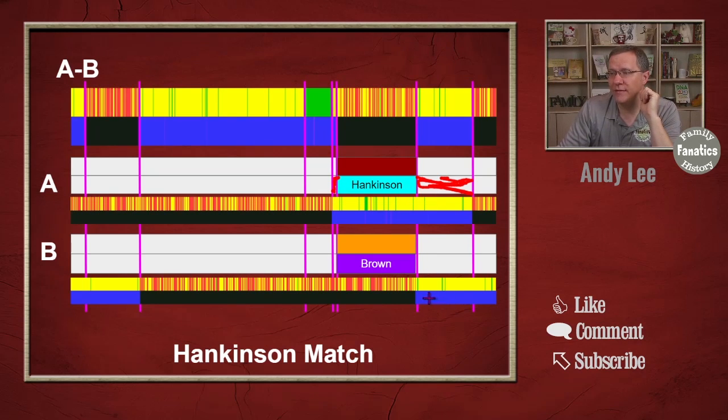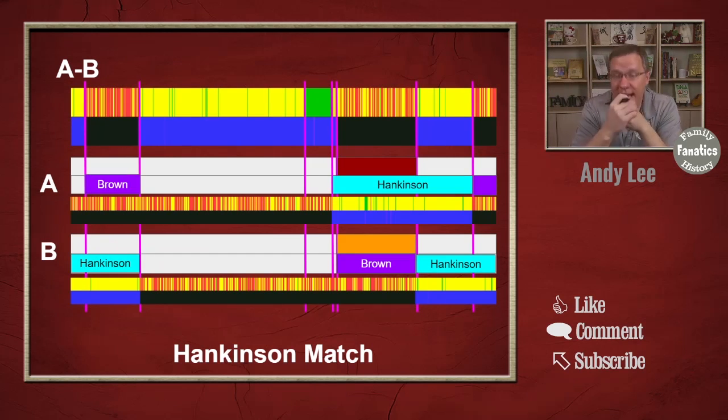Likewise, we know that, hey, this is a Hankinson match, so these sections right here are going to be able to be labeled as Hankinson. And these sections right here are going to be able to be labeled as a Hankinson. Now, and this is a key of thinking about this logically, because there was not a match over here, I can actually label that end segment as a brown. It's a no match region. And I can also label this segment here as a brown because it is also a no match region. So I've actually expanded this maternal chromosome into a lot of areas now with just one match.